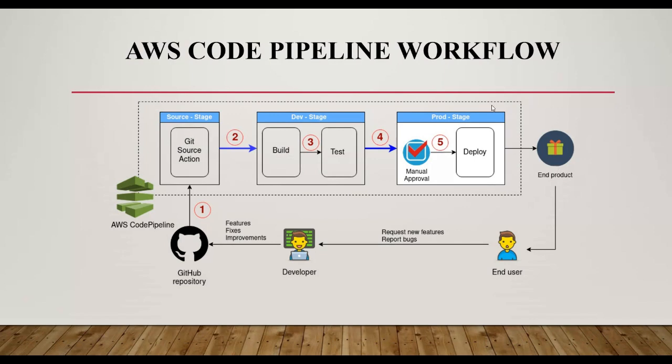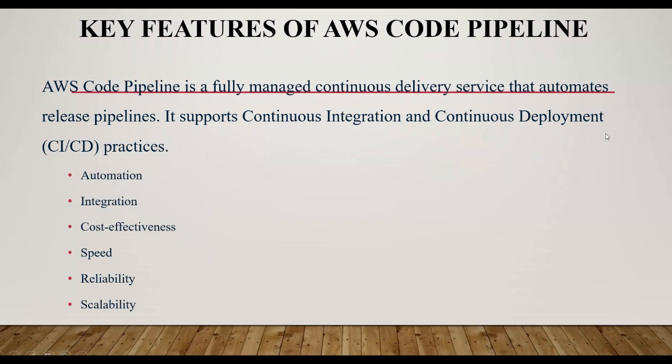So then we go to the next slide, that is the key features of AWS CodePipeline. AWS CodePipeline is a fully managed continuous delivery service that automates release pipelines. It supports continuous integration and continuous deployment practices. The key features are automation, integration, cost effectiveness, speed, reliability, and scalability. These are the key features.